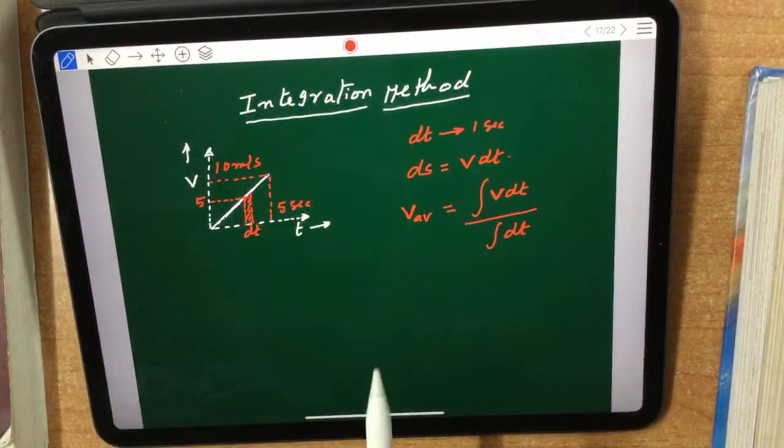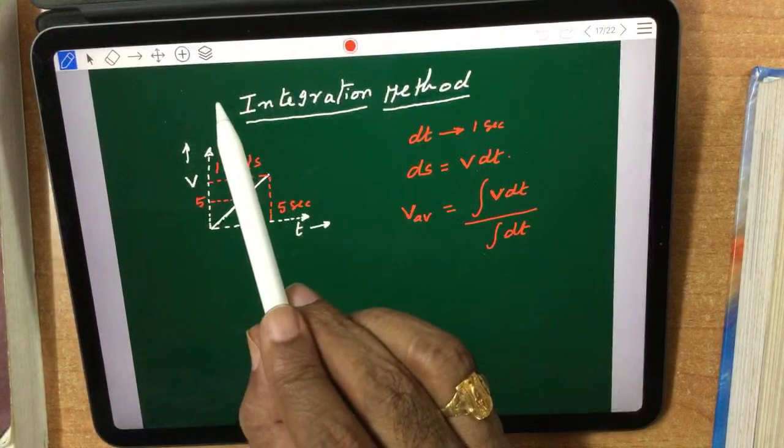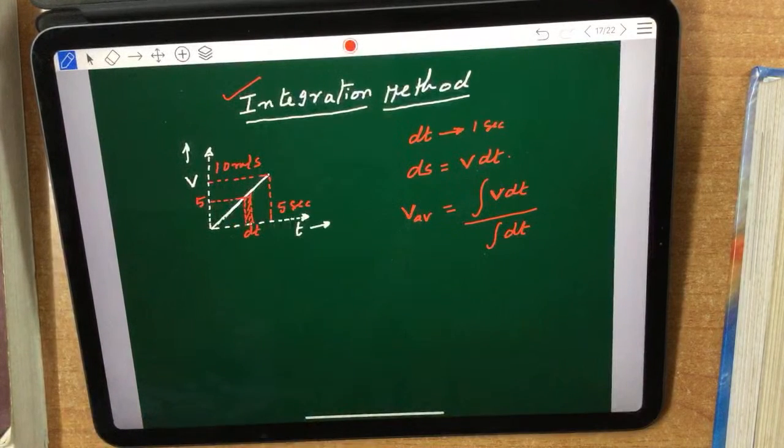The same method is also called the integration method. Of course, don't worry, I will explain integration in the offline class. Most of you are going to learn it in mathematics, but that takes time, not now. So here, if you know the formula for integration, enough.